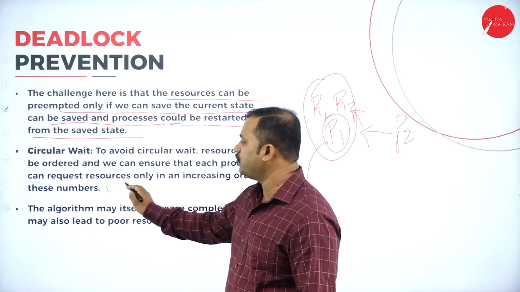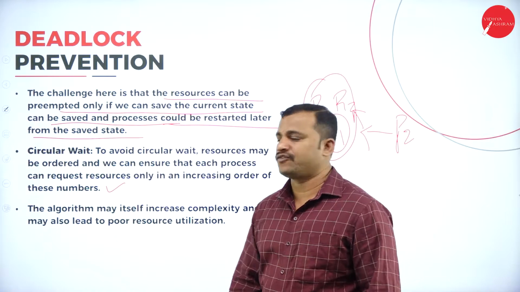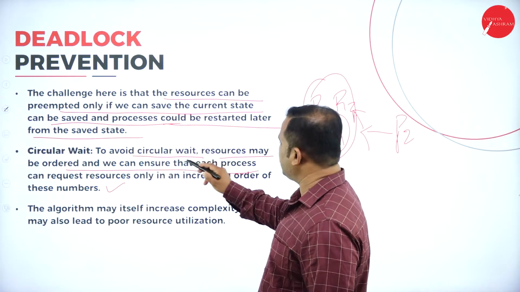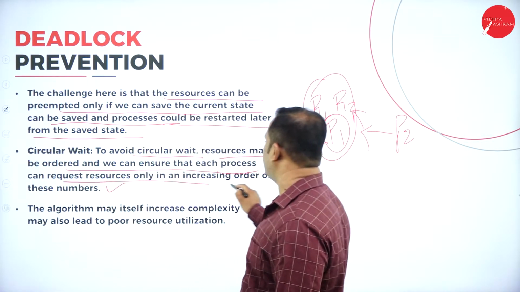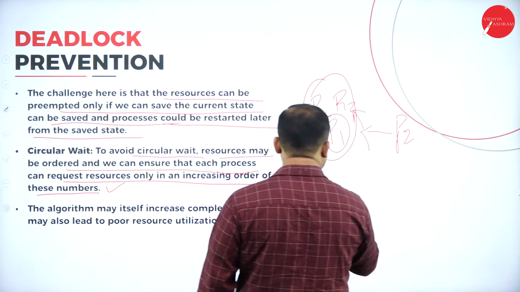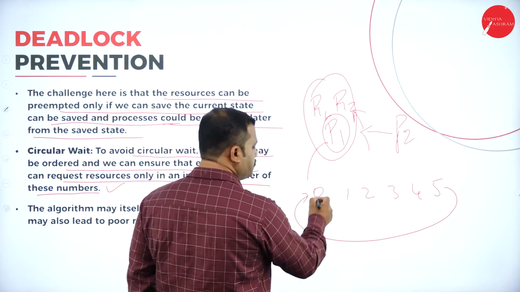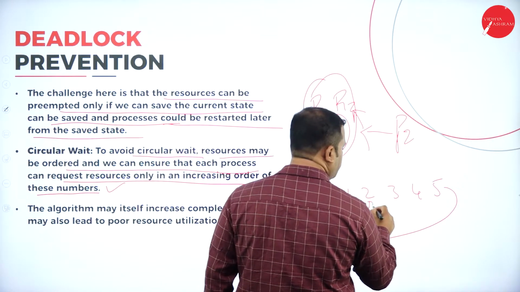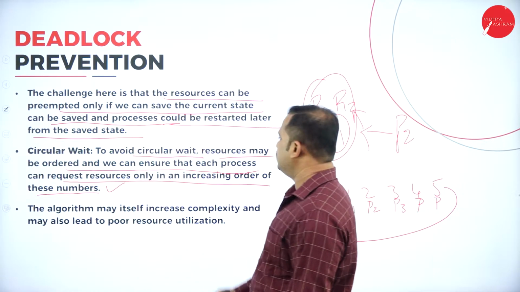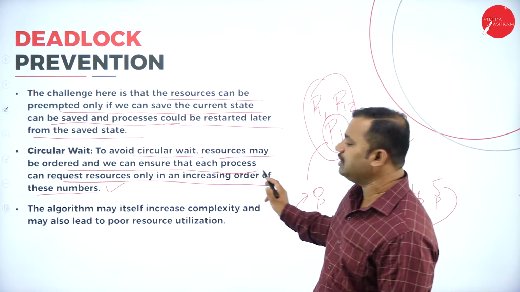Now we have the fourth condition, circular wait. We have to avoid the circular wait to break the cyclic graph. To avoid circular wait, resources may be ordered and we can ensure that each process can request resources only in the increasing order of these numbers. What is the meaning of this? Circular wait: 0, 1, 2, 3, 4, 5, 0. Process P0 is waiting for this resource, then processes P1, P2, P3, P4, P5. So we have all these resources here.